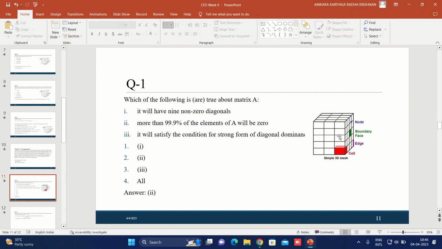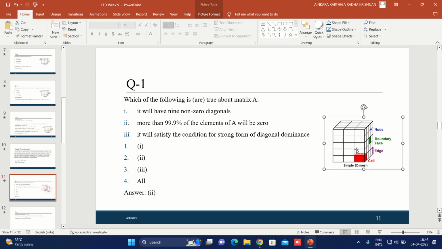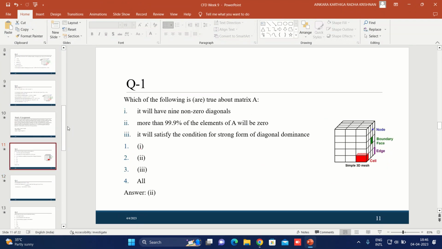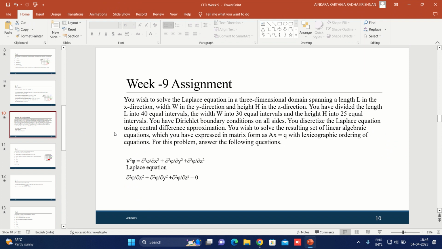For this problem, this is a three-dimensional domain, and if we are discretizing something in three dimensions, it looks kind of like this. So this is the node, this is the boundary face, this is the edge, this is the cell. Moving on to the problem, we need to solve this. So okay, in this we had how many equations?